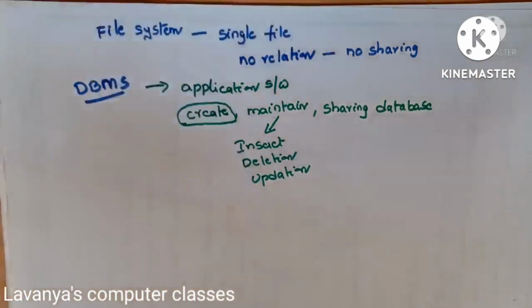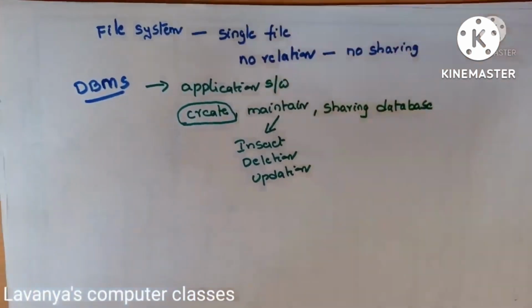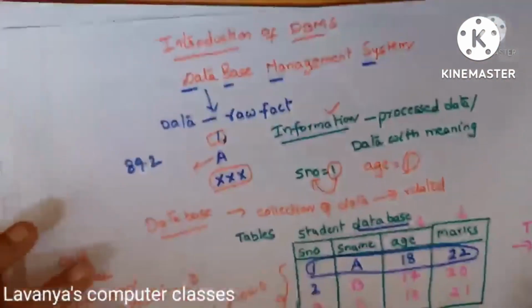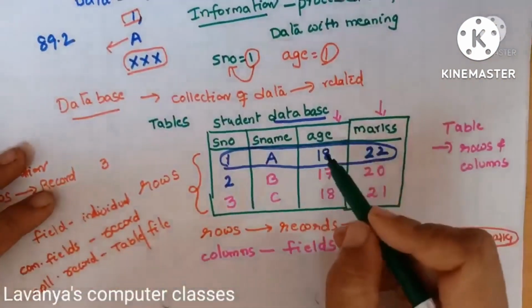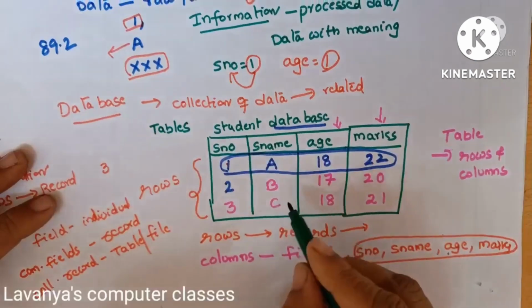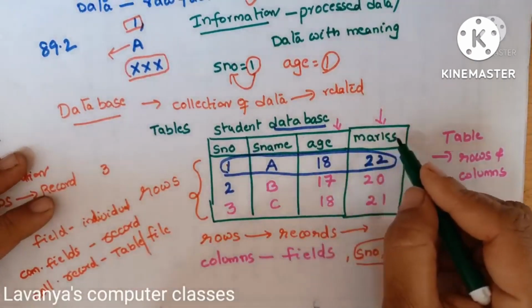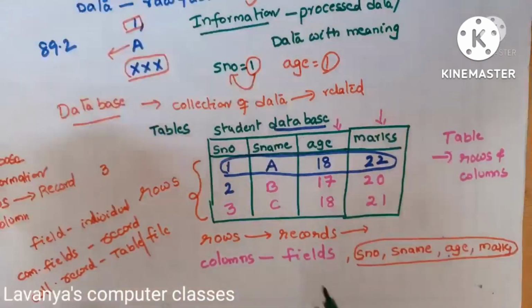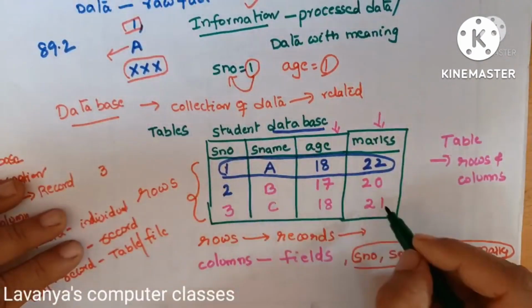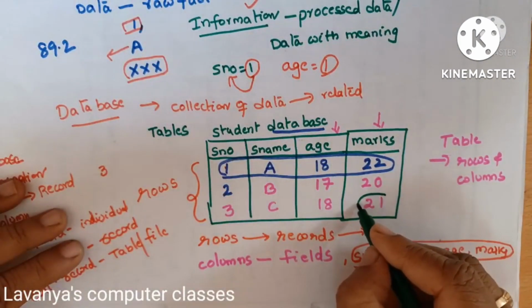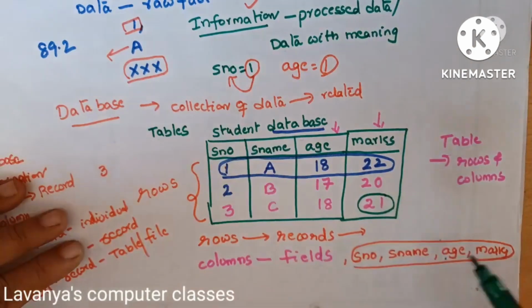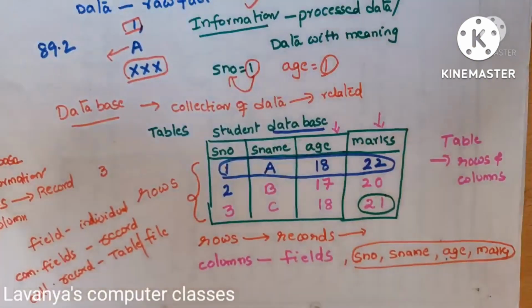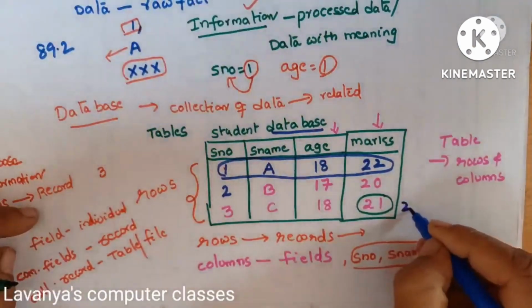For example, in the previous example, I gave one example of a student database. In the student database, how many records are there? 3 records. After storing, this is the creation. After creating, after some time, for example, the marks of the student are increased, or some counting mistake is corrected. So now 21 is changed to 24.